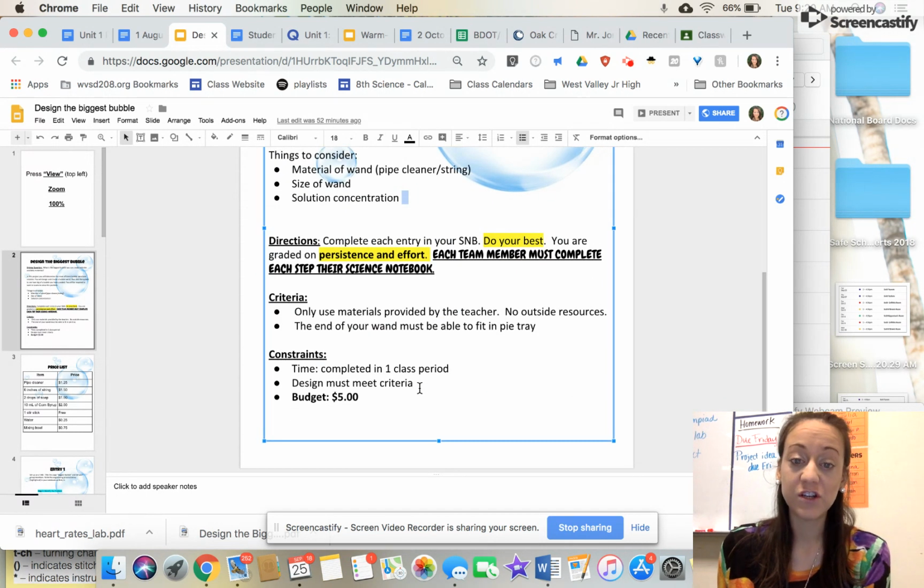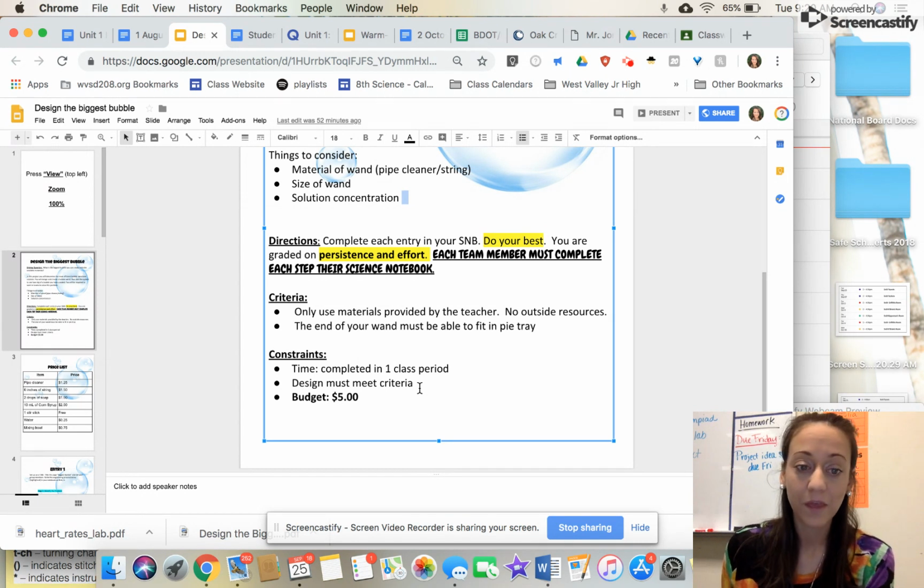Complete each entry in your science notebook. Do your best. You are graded on persistence and effort. Each team member must complete each step in their science notebook. You will be graded on the bookmarks that are at your table. So each time you move to a step, I can grade on that step. At the bottom, you'll see teamwork and attitude. If you are off task, if you're not working well together, I can take points off throughout this project by marking on that sheet. So please, please, please do your best and have fun with this.